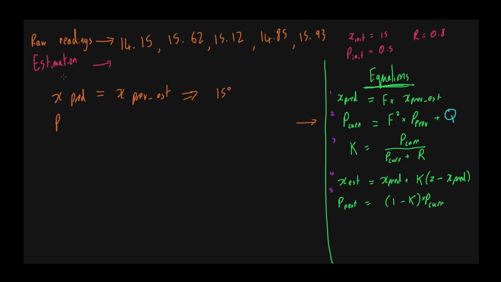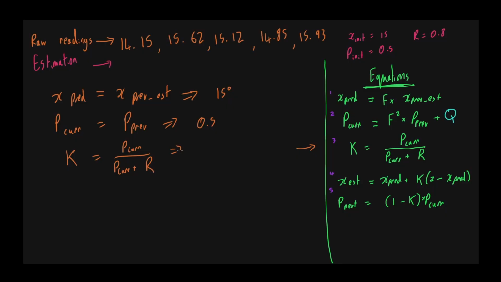Bad writing. So P current equals P previous. And we just said that P is initialized at 0.5. So that's just 0.5. Now let's look at this equation here, the Kalman gain. So K is for Kalman gain. And we just say Kalman gain equals P current divided by P plus R. So relatively simple. So K equals P current divided by P current plus R.